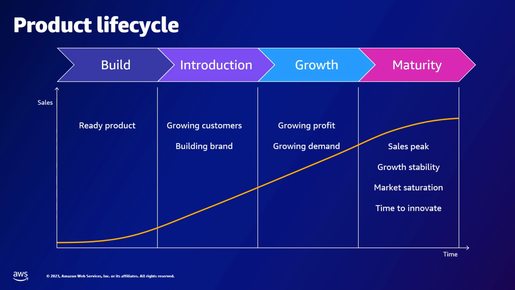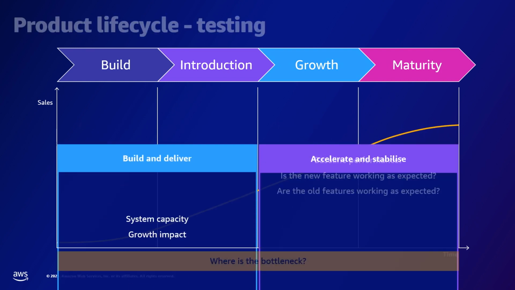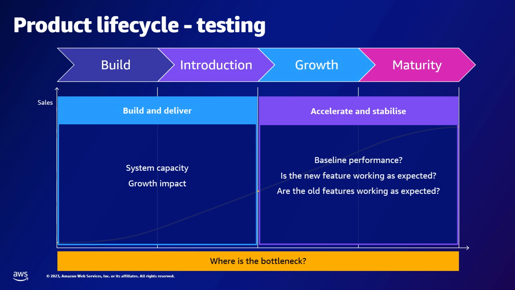During this whole life cycle, the CEO is going to ask us questions that are related to performance. During the build and introduction phases, the product team's main task is to build and deliver the minimum viable product. At this point, the CEO is asking, how many people can log in and view the store at the same time? What will happen if we schedule the TV advertisement for next week? Is the site ready for all those challenges?